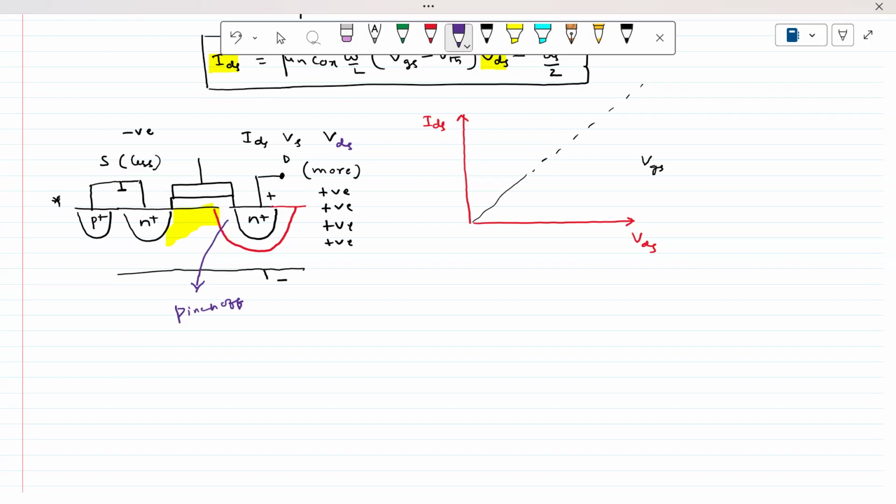So that's the reason why, even if you try to increase the VDS value more and more, the current cannot go up linearly. Instead, the value will be constant, something like this. So this is for a particular value of VDS. Let me write very clearly.